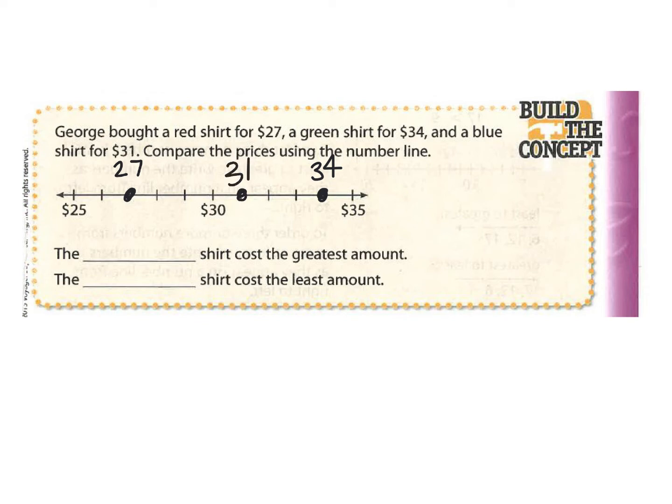So the blank shirt was the greatest. The one for $34, we can easily see that was green. So we would write the green shirt was the greatest. And then we can see that the 27 right here is the least amount. So that was the red shirt. So we would write red right here.